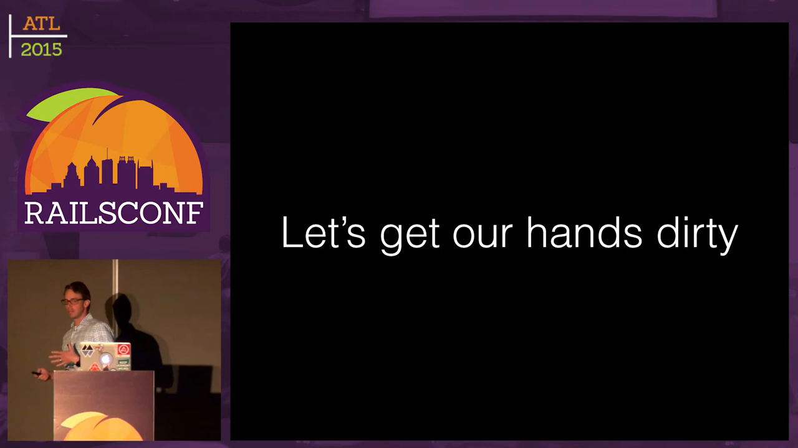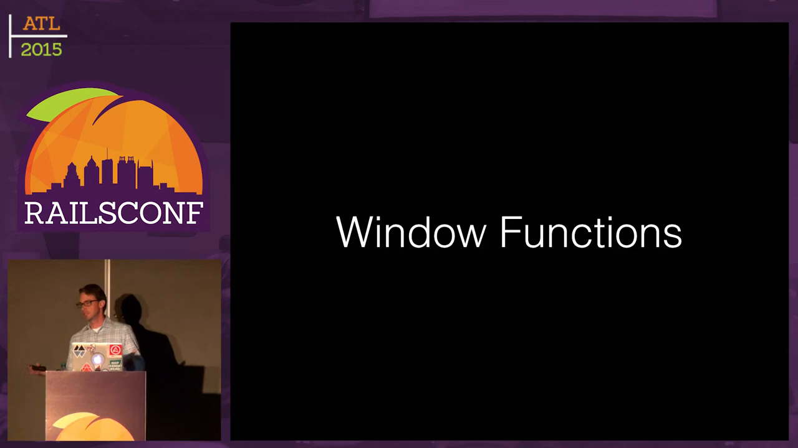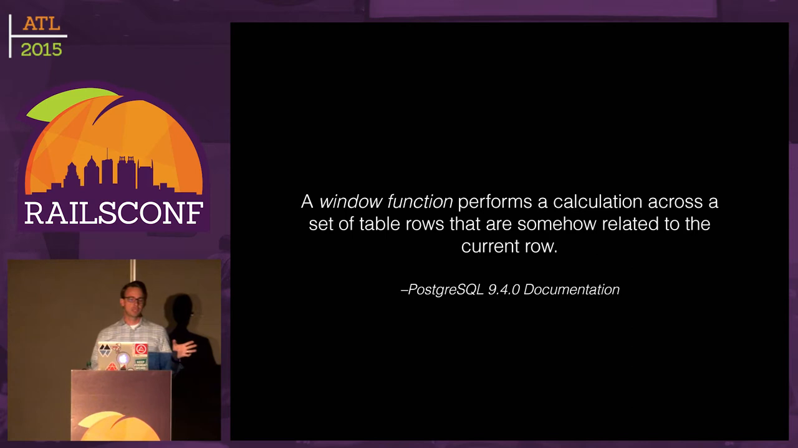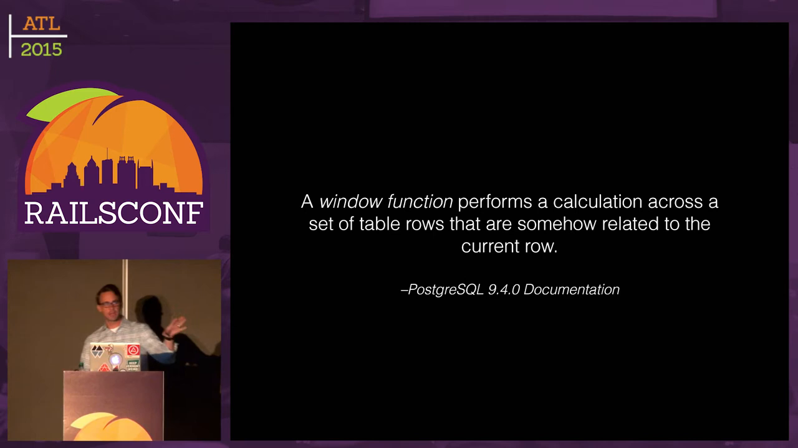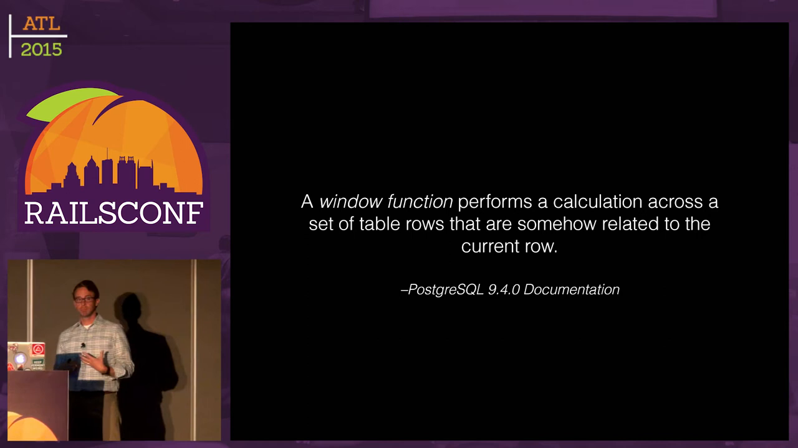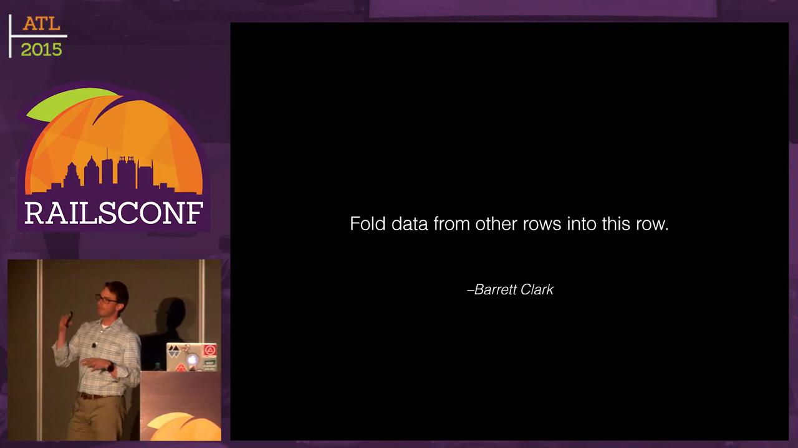Window functions. This is going to be the foundation of what we're going to talk about today. Has anybody here played with window functions in Postgres or Oracle, whatever? Okay, great. So a few of you know, this is way cool stuff. The documentation says a window function performs a calculation across a set of table rows that are somehow related to the current row. So you're going to do a calculation across some rows related to the current row. As far as documentation goes, I think the Postgres documentation is pretty good. It's not bad. I think I can simplify it. You're going to fold data from other rows into this row.